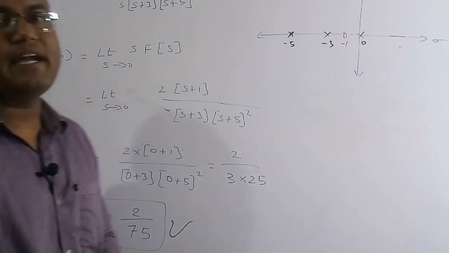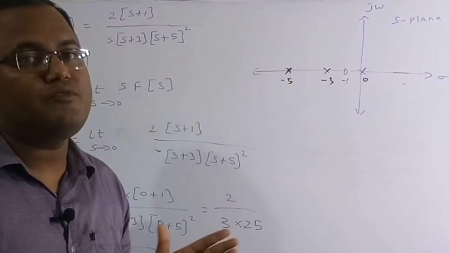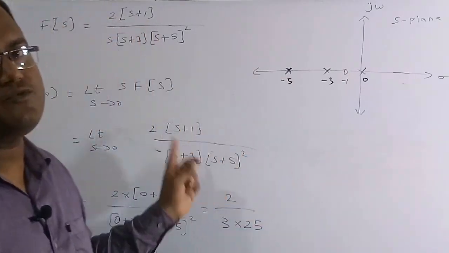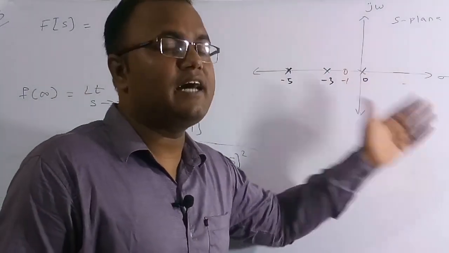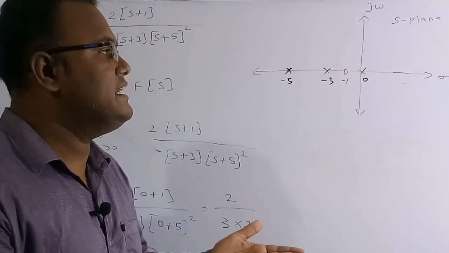So finally I am repeating again. See, first you have to draw the pole-zero plot, and then you have to confirm that all the poles are in the left half of the S-plane, then only you have to apply this formula. Otherwise, if any one pole is lying in the right half of the S-plane, then by default the steady state value we can say is infinity.